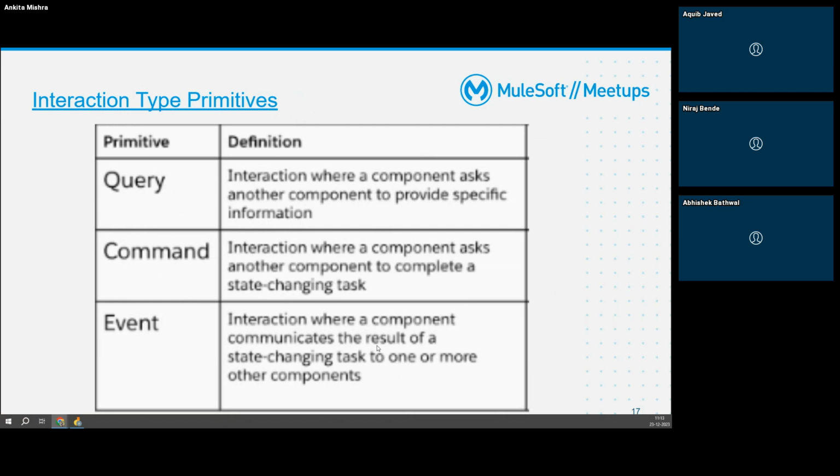Okay, so this is called an event. Understood? The result of a state changing task to one or more other components will be called an event. An event is an action that triggers. Why? Because something else has happened somewhere. Okay, so this is the kind of interactions that we have in the integration platform.